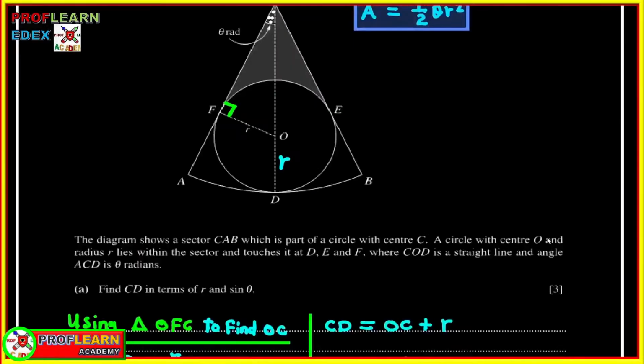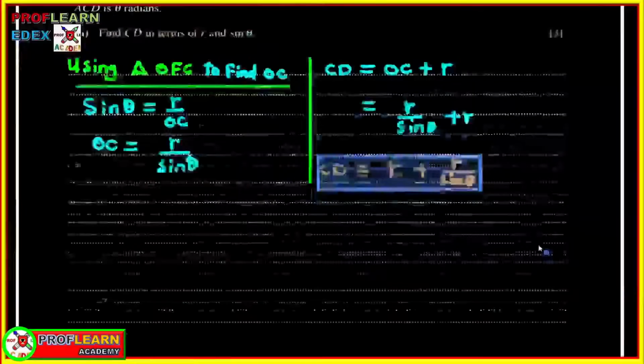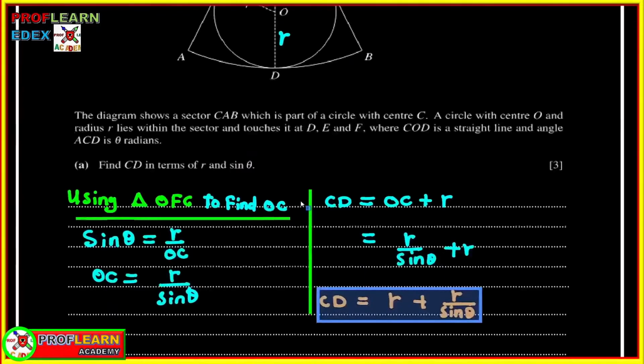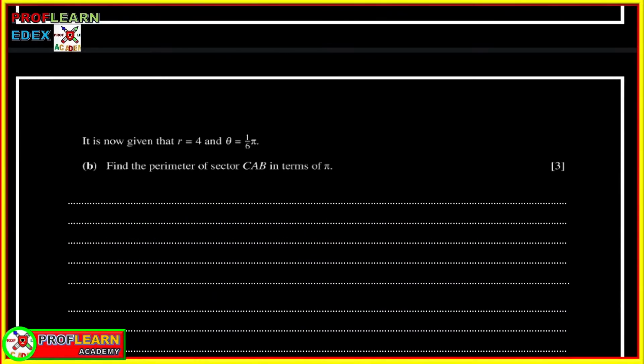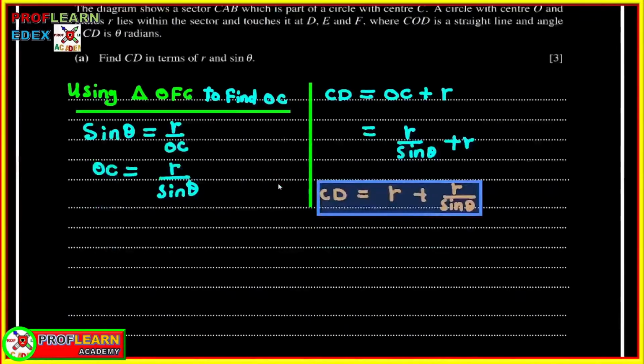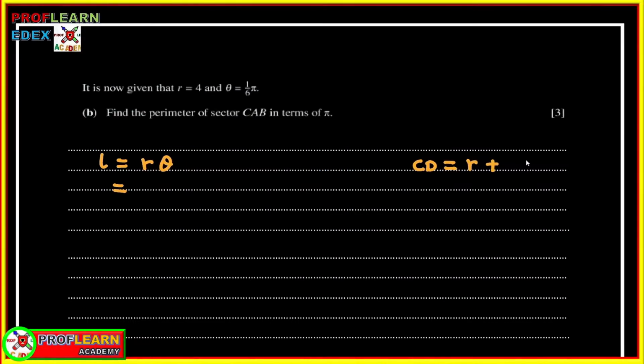So the arc length is going to be equivalent to r theta, and that theta we are also given, but our radius is that length. So CD was given as r plus r over sine theta, as we have shown. But now we are told r equals 4, so we can substitute 4 in this part so that we can use it as a radius at this given point, right?